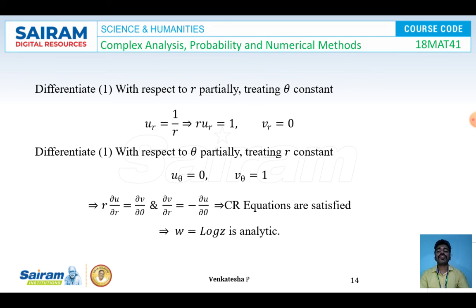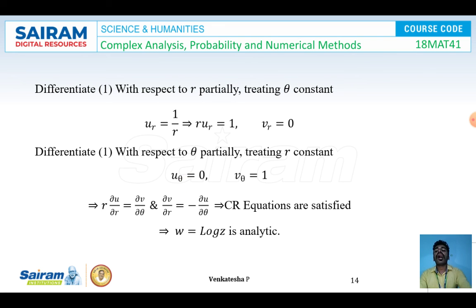So now differentiating 1 with respect to r partially, treating theta constant, I got ur is equal to 1 by r. We can write this as r ur is equal to 1. Similarly, vr is equal to 0. Differentiating 1 with respect to theta partially, treating r constant, I got u theta is equal to 0 and v theta is equal to 1. Now I can say that r ur is equal to v theta and r vr is equal to minus u theta.